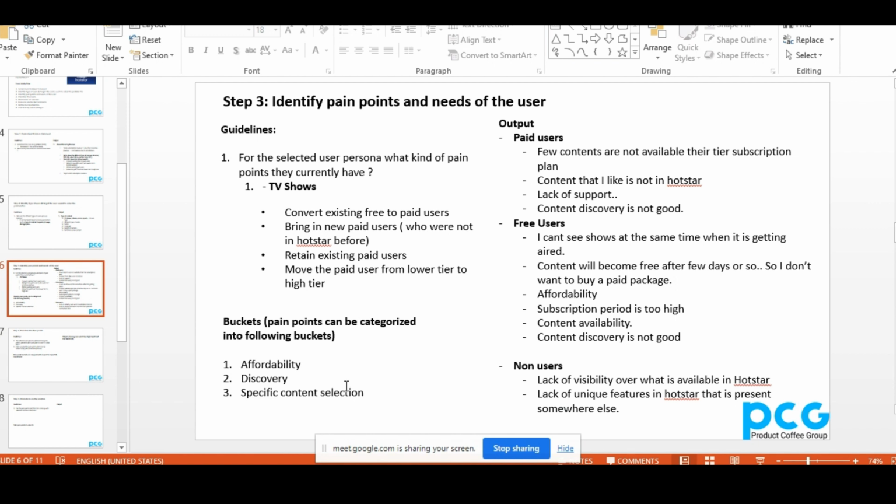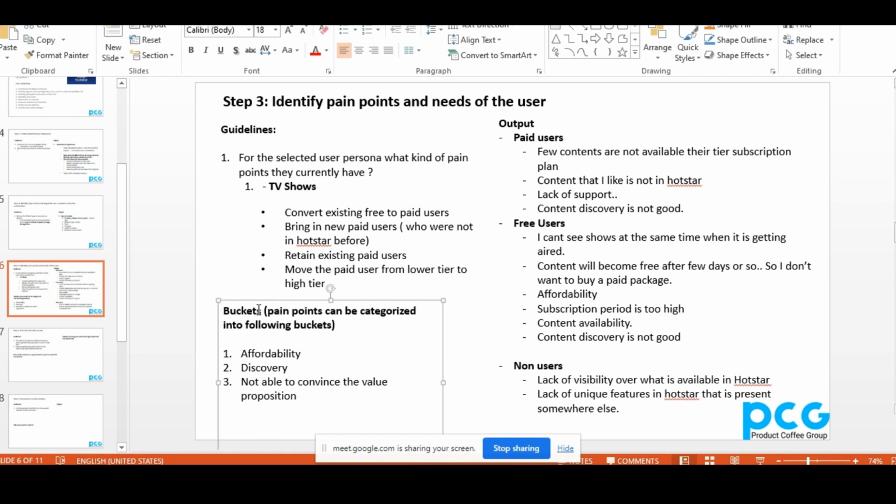So affordability becomes one point, discovery becomes one point. Third, you are not able to convince the user with the value with respect to the paid plan, right? The offerings that you have in the paid plan are not worth it, right? Simple. Those are three large vectors. That's it. Everything else is a subset of that, right? Got it.